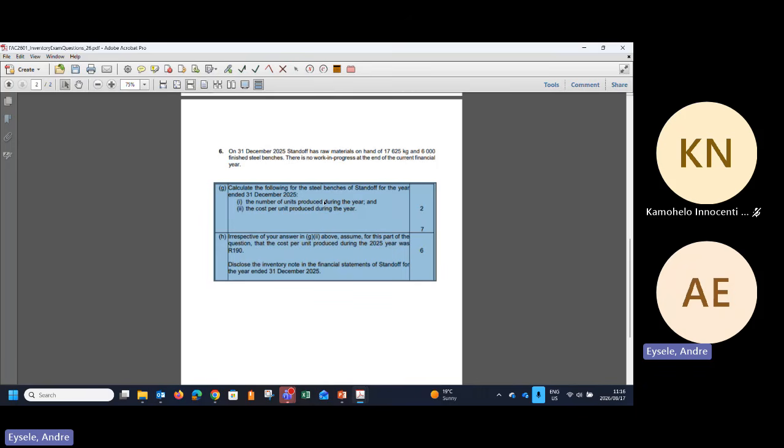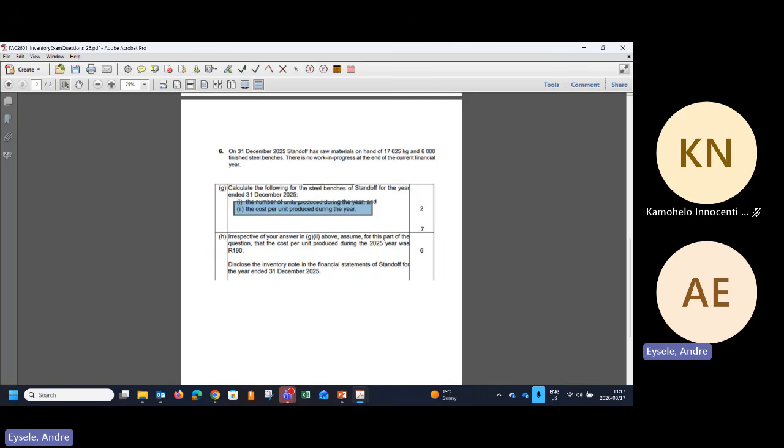So either they must give us the closing stock or the opening stock, and they must tell you how many units were sold so that you can determine the units produced. So we will be looking at units. Remember, we are talking about the number of units produced of the steel benches. So that is what we will be after. Then, colleagues, the cost per unit produced during the year.